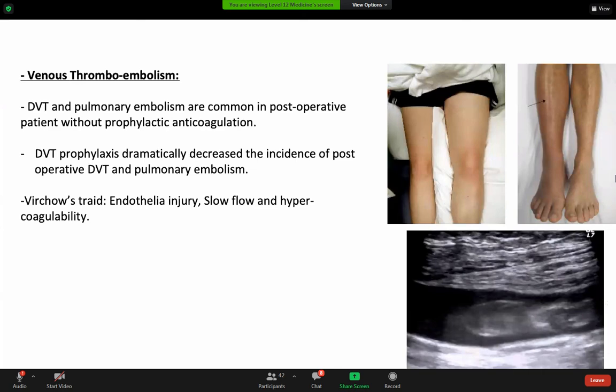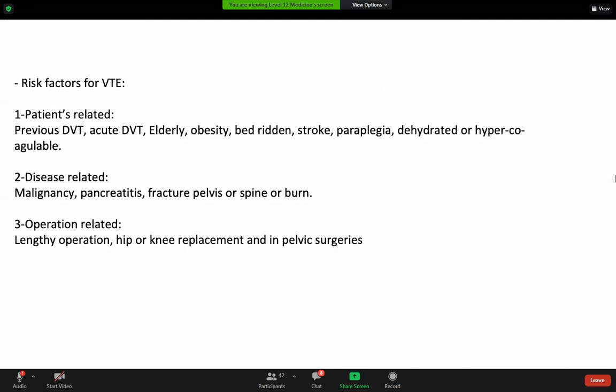VTE, venous thromboembolism, can happen. To prevent that, for any patient who gets admitted to the hospital, especially for surgery, you should give prophylactic anticoagulation. DVT prophylaxis dramatically decreases the incidence of post-operative DVT and pulmonary embolism. Risk factors for VTE are patient related, like previous DVT, acute DVT, elderly, obesity, bedridden, stroke; disease related, like malignancy and pancreatitis; and operative related, like hip or knee replacement surgery.